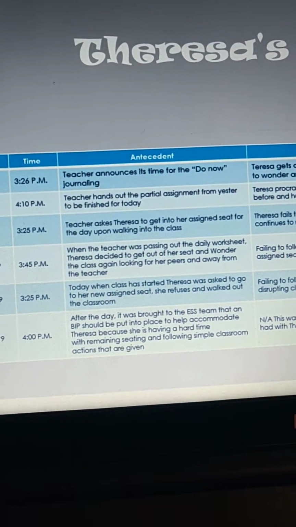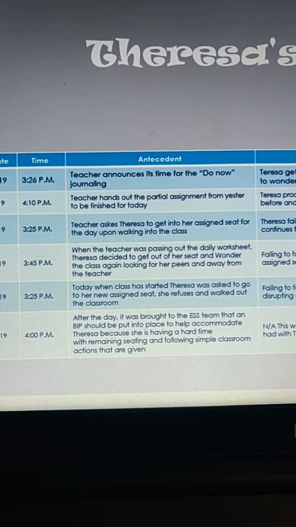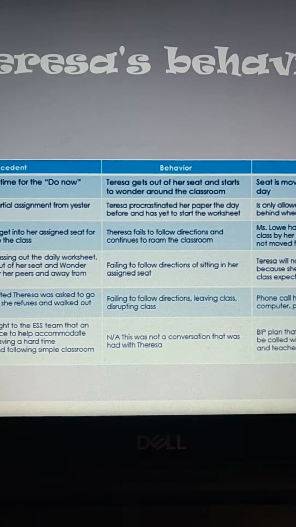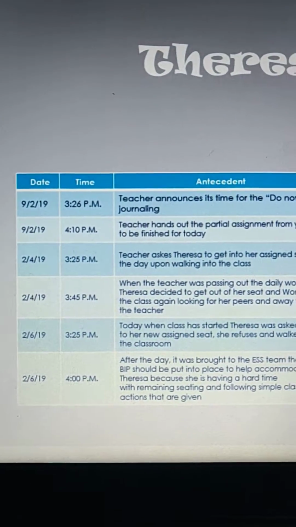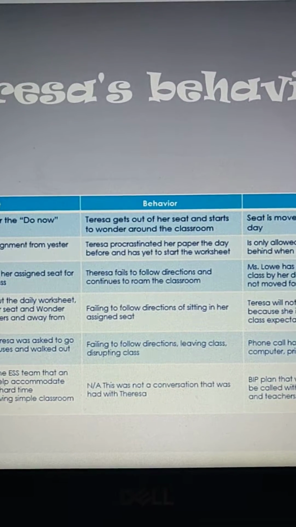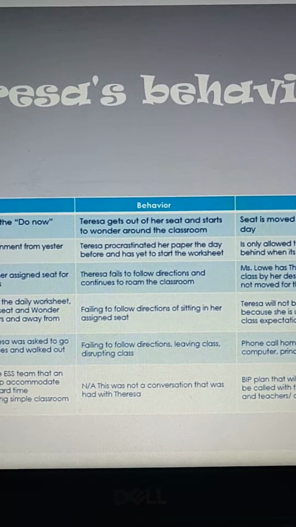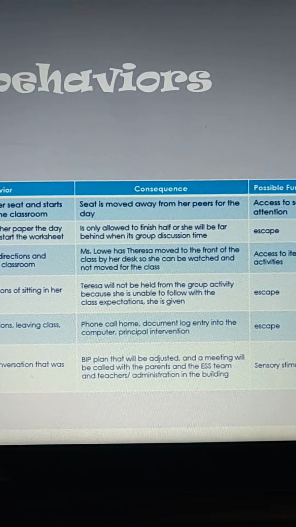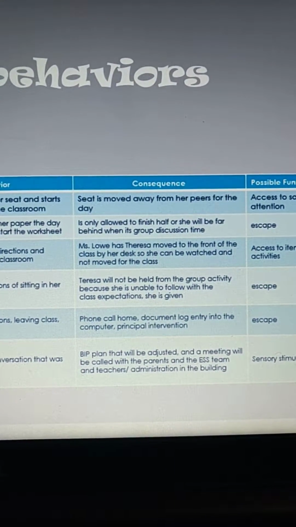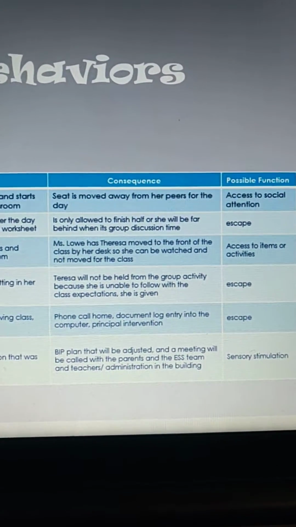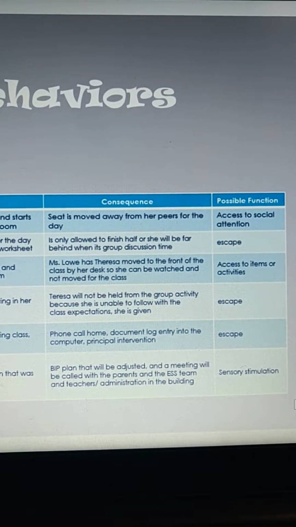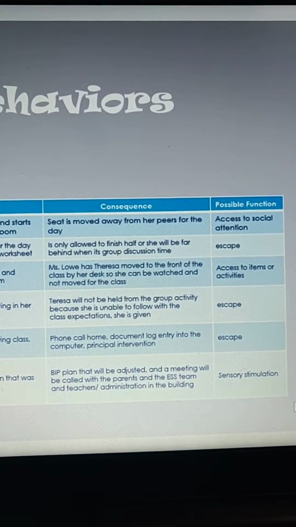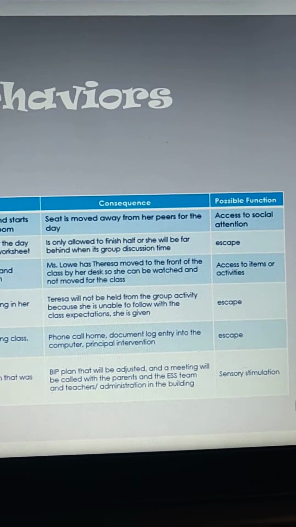But it came down to teacher announcing the time for do now journaling, which is my first time, which happens to be September 2nd. Behavior, she gets out of her seat and starts to wander around the classroom. Her consequence is her seat is moved away from her peers for the day, which could be her seat is moved up to the front of the class. And her possible function was access to social attention.